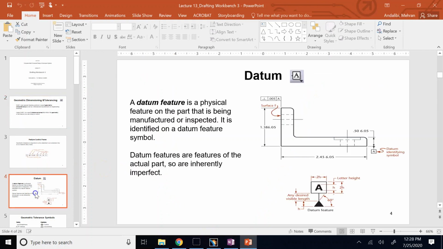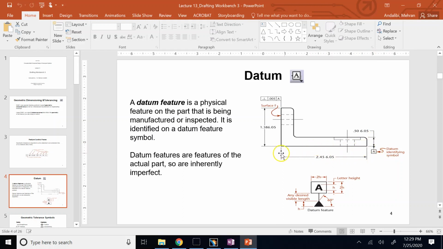What do I mean? So here, let's say this is a part that you want to make, and then you want to make sure that this wall here, this vertical wall, is perpendicular to this bottom surface A. This bottom surface A that I use as reference, we call them the datum surface.